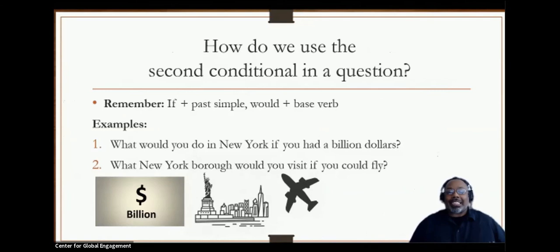So next slide. How do we use the second conditional in a question? So we have a normal sentence, we have the negative, and now we're going to go through in a question. So we always have to remember the form doesn't change. If plus past simple, comma, would plus base verb. Let's look at some question examples. What would you do in New York if you had $1 billion?